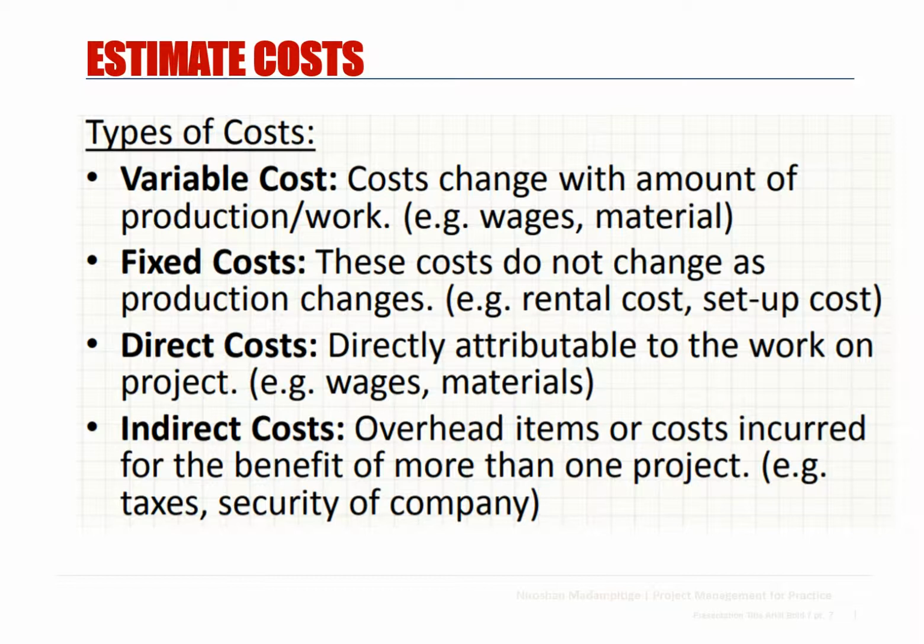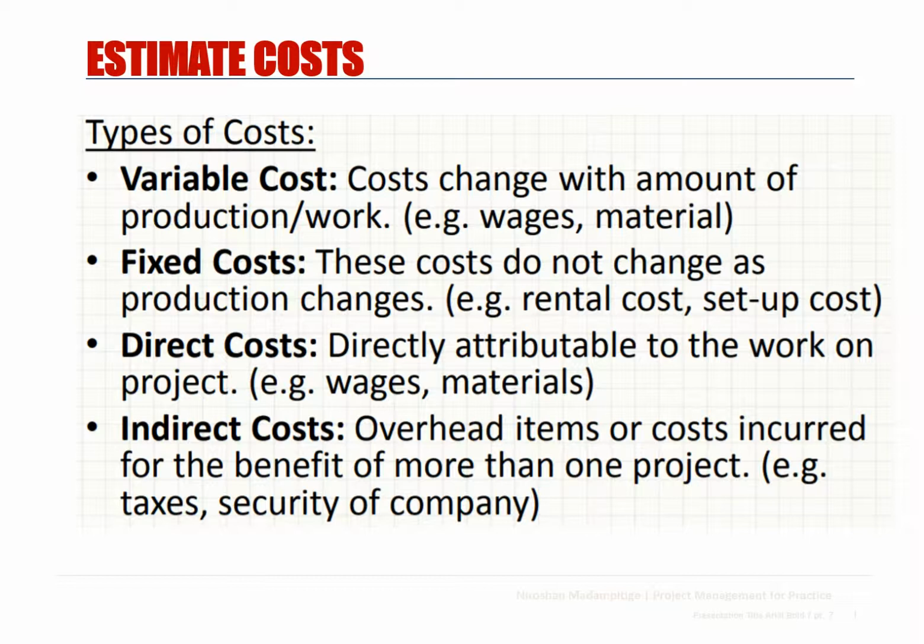Direct costs are directly attributable to the work on your project. For example, wages, because the people actively working in your project and their rates are directly incurring as cost in your project. Similarly, materials are directly used in your project and the cost of those materials that you are using in your project are directly included in your project. Those are examples of direct costs.